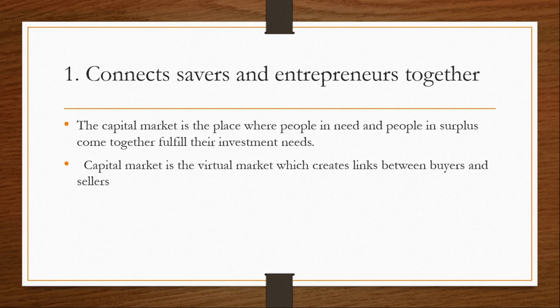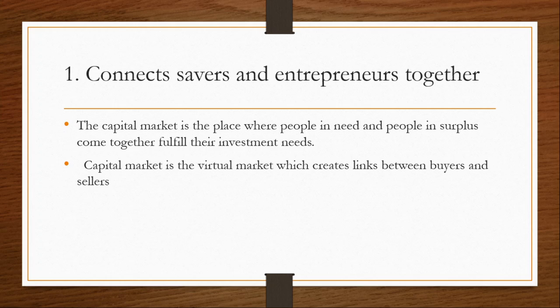So the capital market is the place where people in need and people in surplus come together to fulfill their investment needs. Why did I say people in need and people in surplus? Because the person in need is the entrepreneur, as he always needs investment, and the person in surplus is the one who has surplus funds at his disposal and wants to invest those funds. Now where can he invest those funds to get more returns, or returns with a maximized amount of money? It is the capital market.